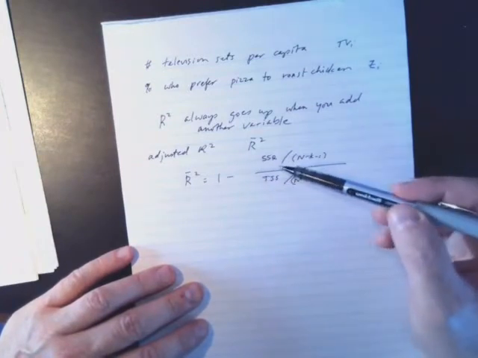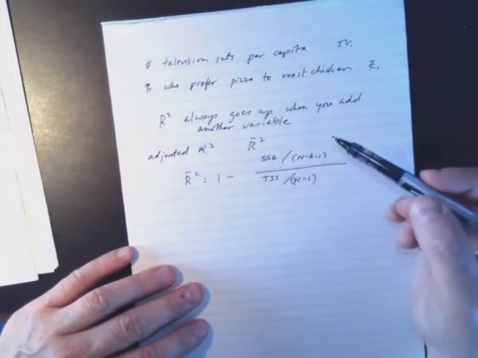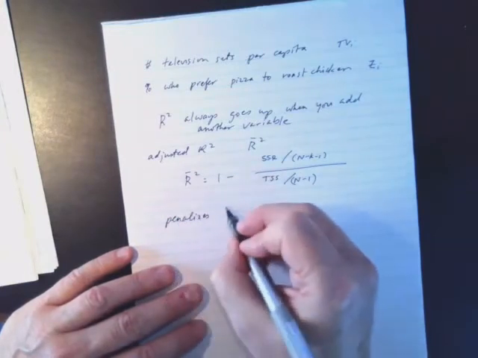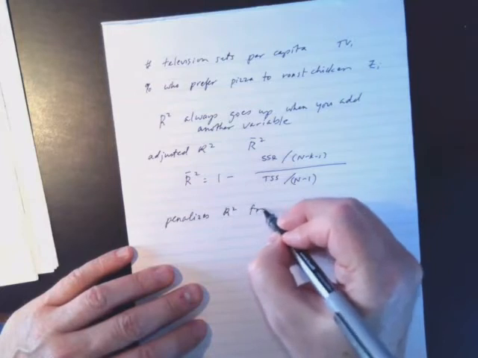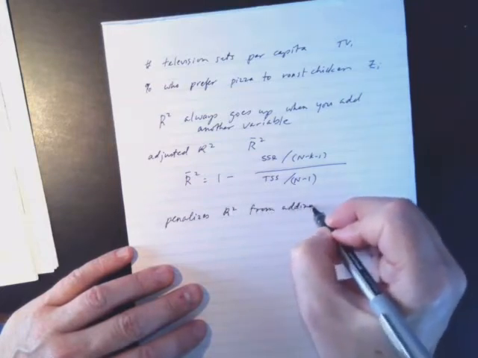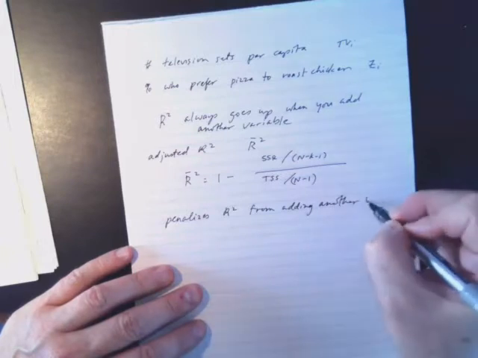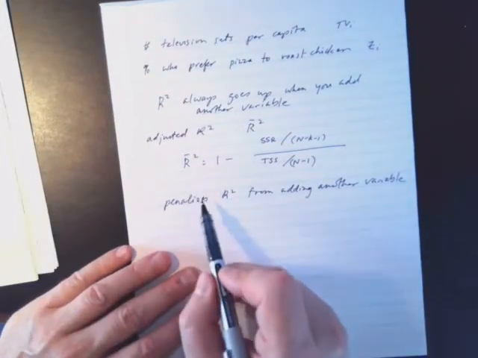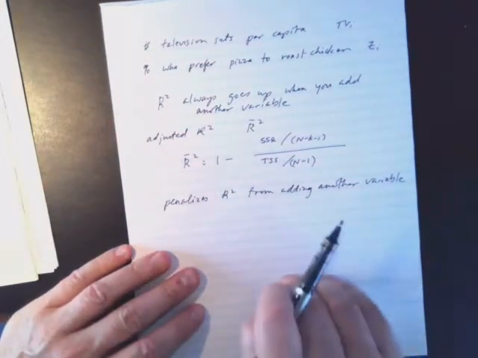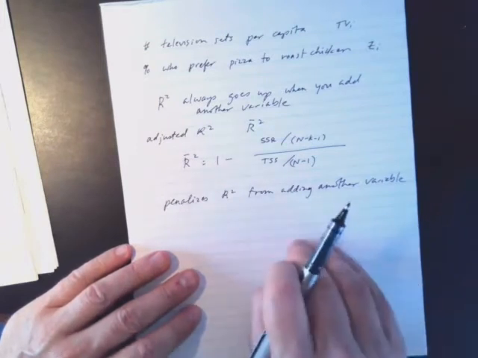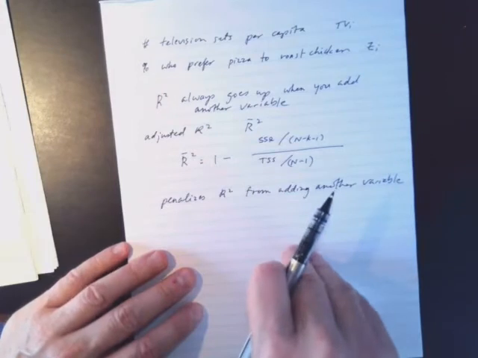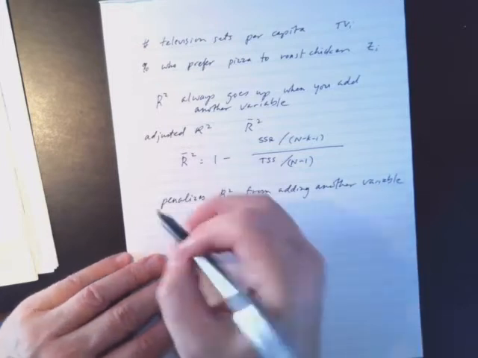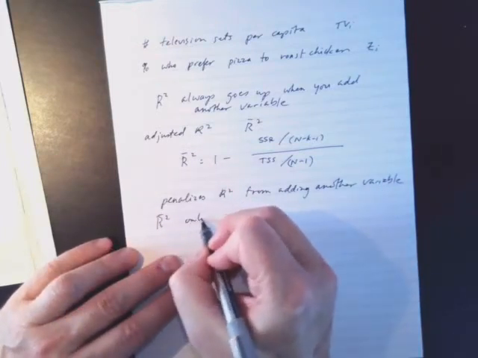What this does, using this formula instead of the other formula for r squared, is it penalizes r squared from adding another variable. So r bar squared does not necessarily go up when you add another variable to the model. The adjusted r squared only goes up if you add another variable to the model and that other variable has some explanatory power.